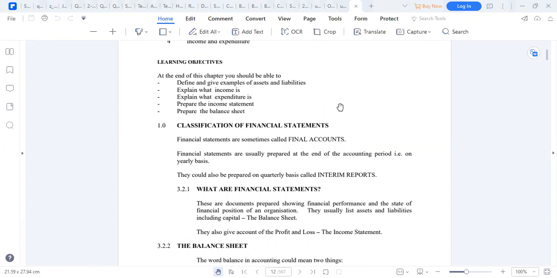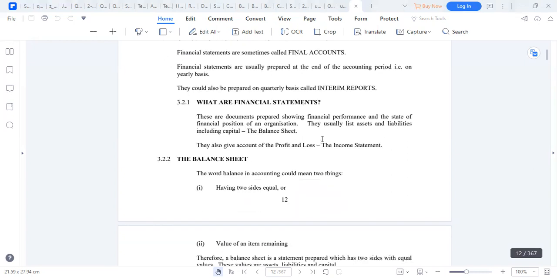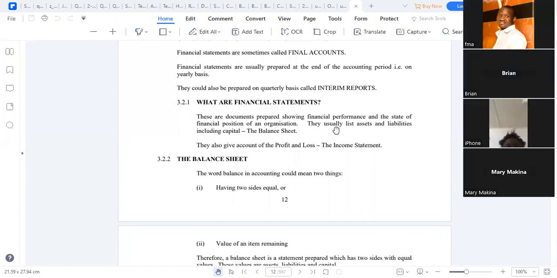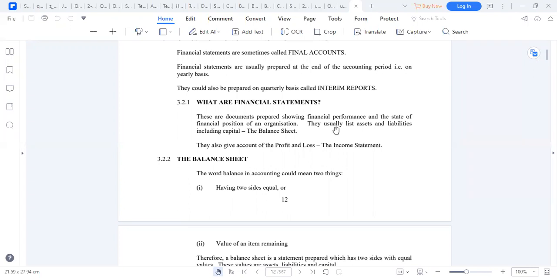Okay. So what are financial statements? Financial statements are simply documents that show the financial performance and the state of the financial position of an organization, usually a list of assets and liabilities, including capital in the balance sheet. All right. Then a balance sheet. What do we mean by balance sheet? A balance sheet, the word balance sheet should always end as at.